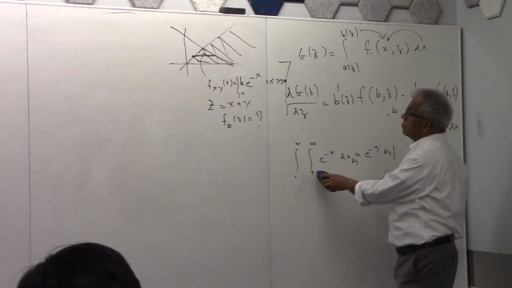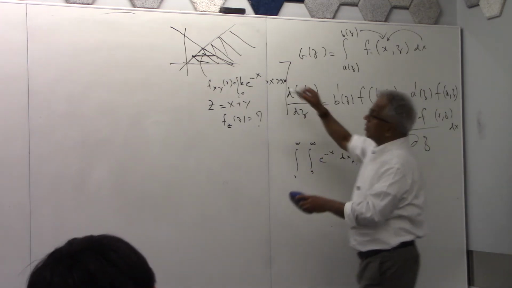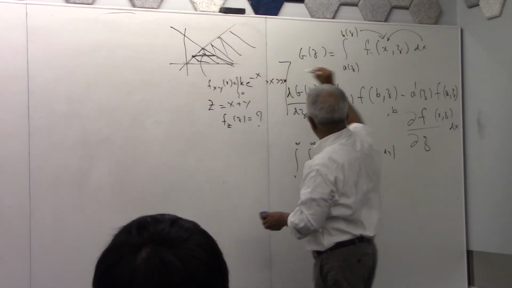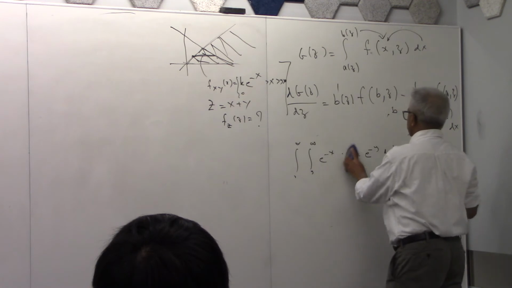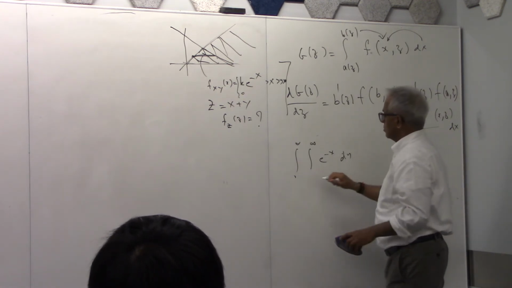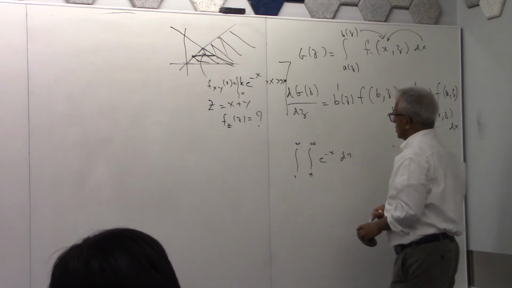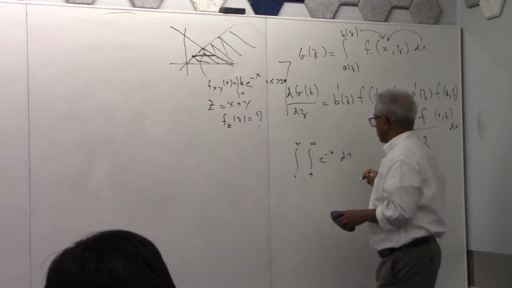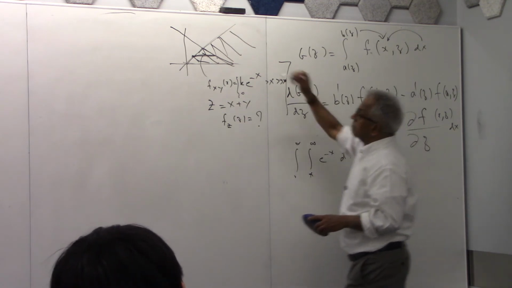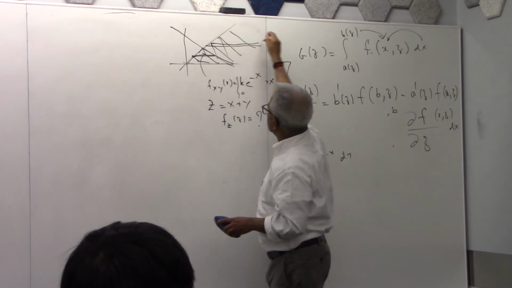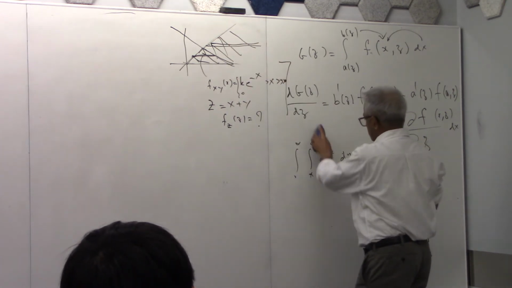X goes from, I mean y the other way, right? Y goes from x to infinity. Yes? Y here goes from x to infinity. So y goes from x to infinity.